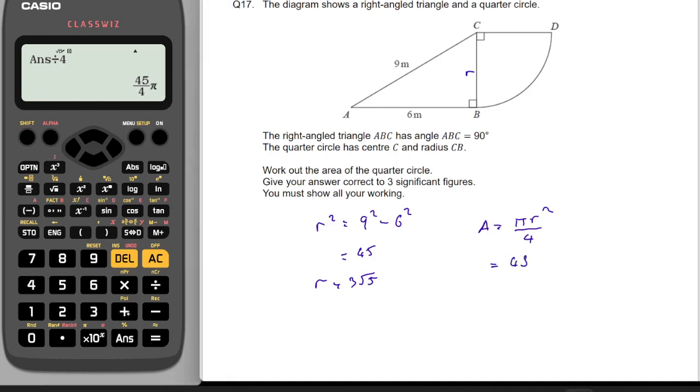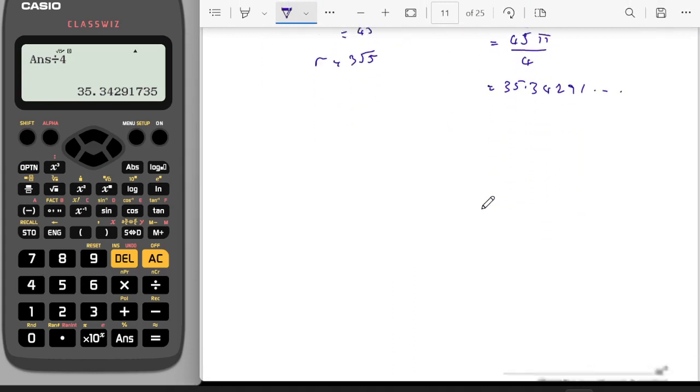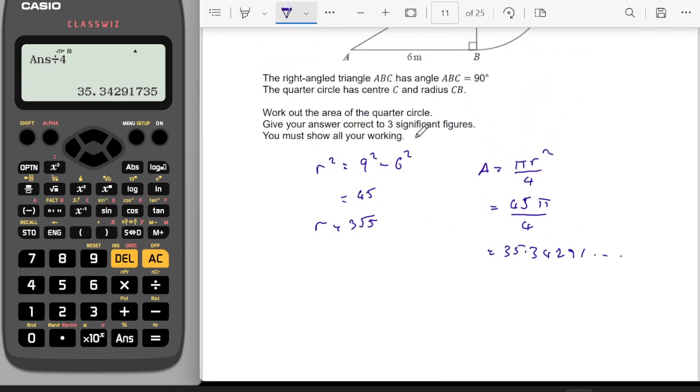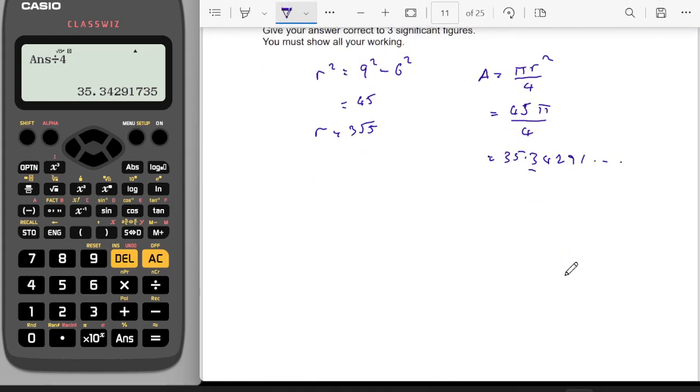So I'm going to write down what it shows me on the calculator, and then I'm going to write down the decimal version. So 35.34291... So to 3 significant figures, that's going to be rounded to that point there. So I'm going to go 35.3.